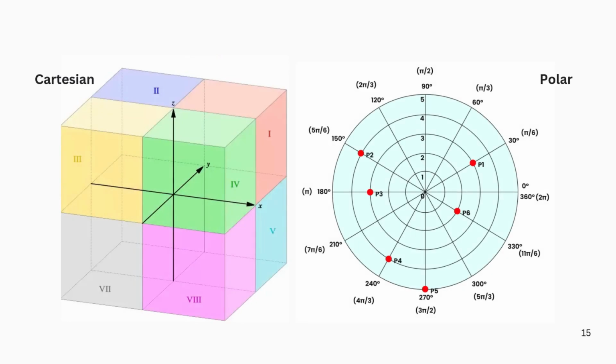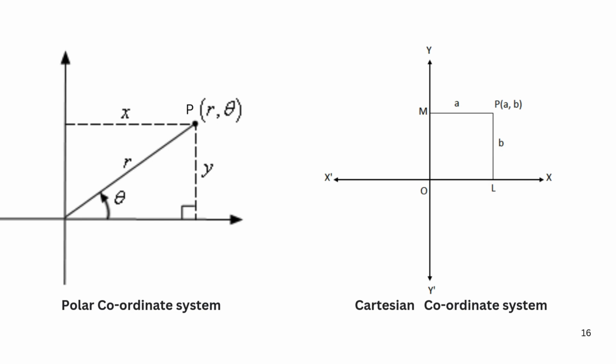We all have studied the polar and Cartesian coordinate systems during our 11th or 12th grade, haven't we? Let's take a quick moment to review these concepts. Imagine we need to determine the location of a point P in a 2D space. In the polar coordinate system, which you can see on the left side, we measure the distance from the origin to the point P, which is called r, and the angle theta formed between this line and the positive x-axis. Together, r and theta describe the position of P.